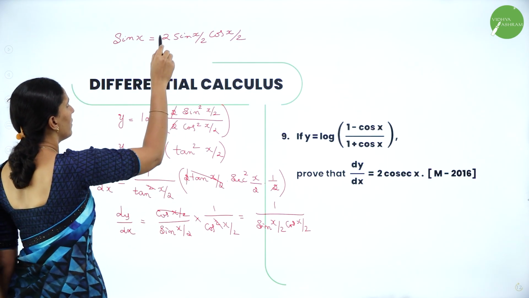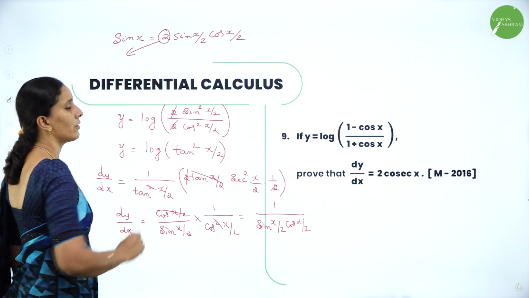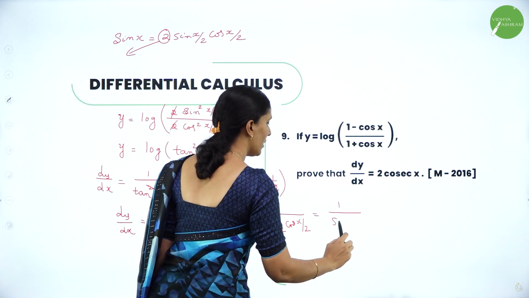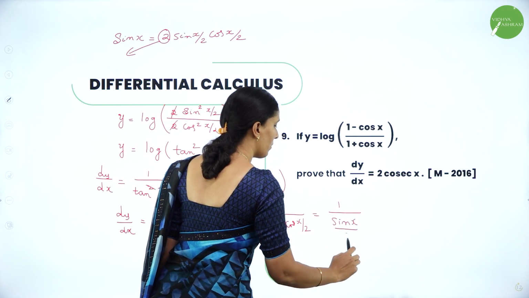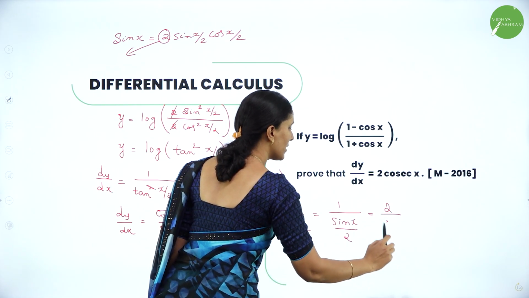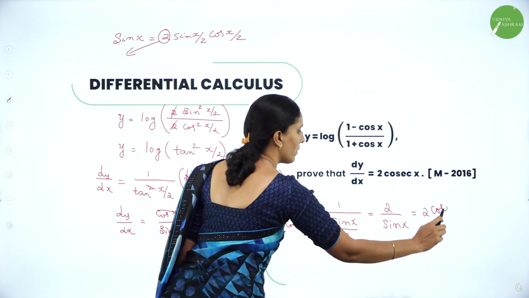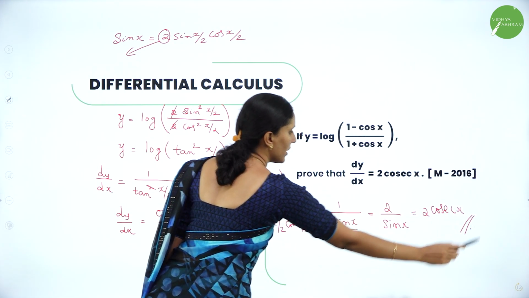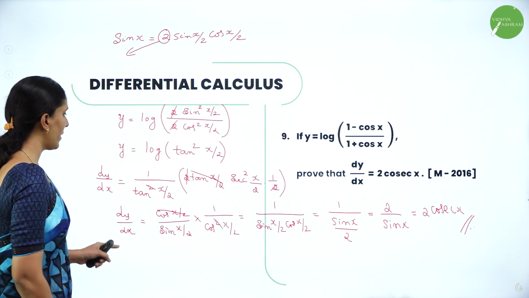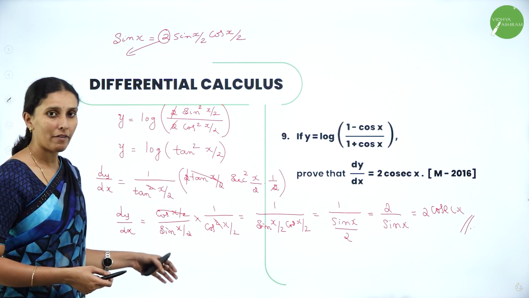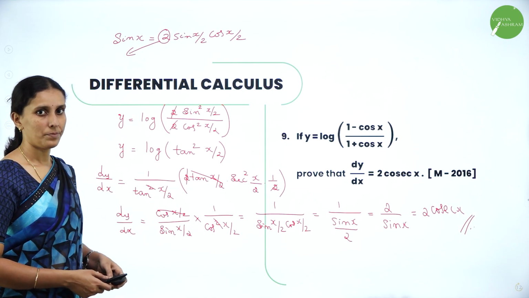So here we don't have 2, let me shift here, then it will become sin x by 2. So this can be written as 1 divided by sin x divided by 2, which can be written as 2 by sin x. And what is 1 by sin x? Cosecant x. So we can write this as 2 cosecant x. So dy by dx is 2 cosecant x. So use the formulas of half angle formula, then derive it.